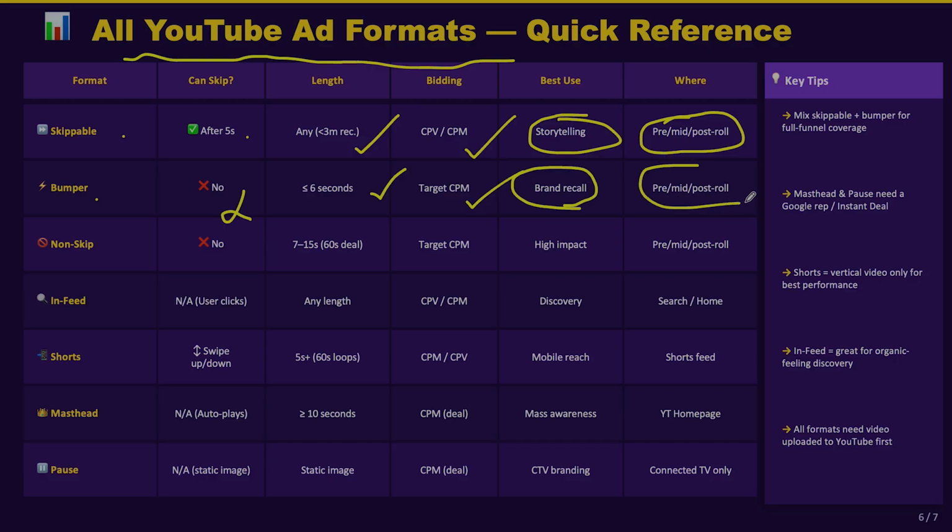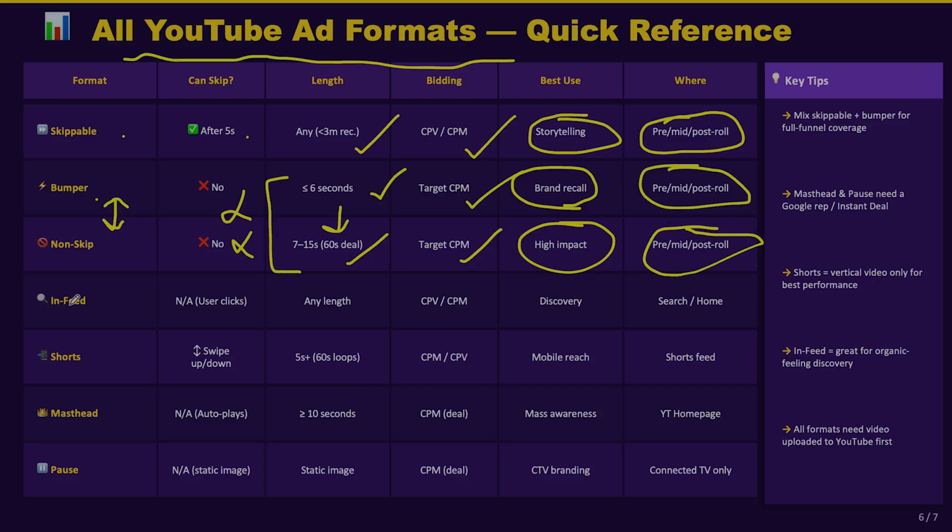Where can we see this ad? Pre, mid or post roll. Same with the non-skippable ad. We cannot skip it. The length has to be 7 to 15 seconds. The bidding has to be target CPM. It creates high impact because the length is greater than the bumper ads. Otherwise, bumper ads and non-skippable ads are almost similar ad formats. The only difference is the length. And same, pre, mid and post roll, we can run these non-skippable ads.